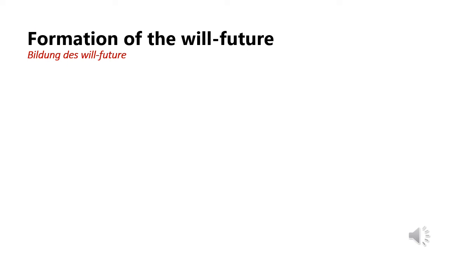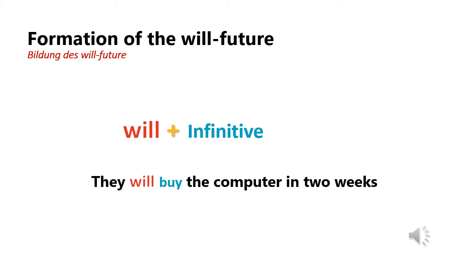Forming the future with will is very easy. You'll only need the modal verb will, that will never change, and the infinitive form of the verb. These two forms never change, which makes this tense very easy. Take a look at the example. They will buy the computer in 2 weeks. Here we have the modal verb will and the main verb in infinitive.